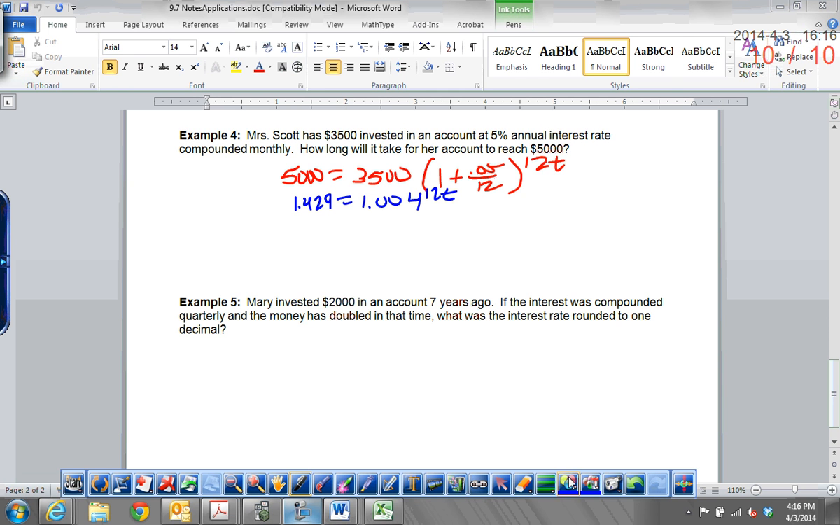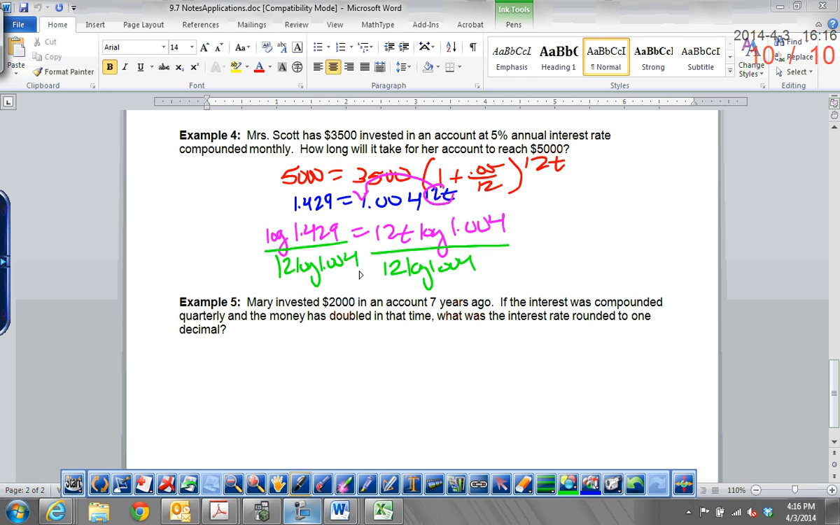Well, we have an exponent that we're trying to figure out. Remember, we take the log of both sides. So log of 1.429 equals 12t, because that's what we can do when we have a log of both sides. We can move this guy out in front. So that's what we did here. And then the last thing I'm going to do is divide by everything that's not t on that right-hand side. So 12 times log of 1.004. When you do all that, be sure you do your PEMDAS correctly. It's going to give you 7.45 years. So if you want to say about 7.5, that's cool.